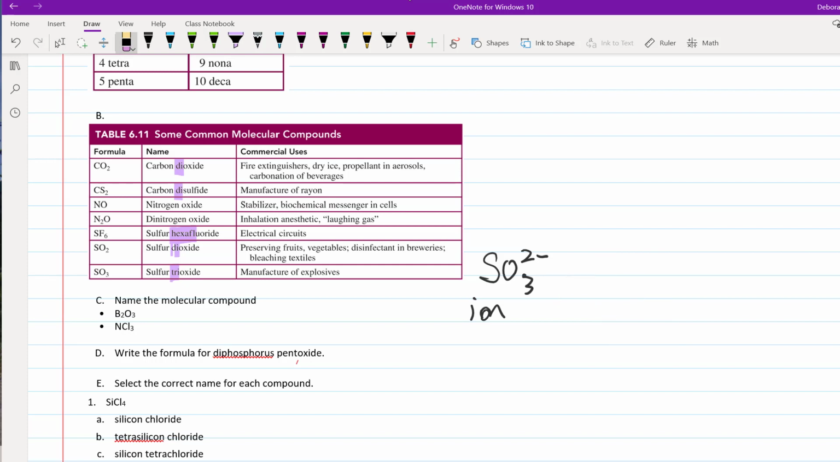All right, so let's take a look at naming this particular example that's here, this B2O3. B2 is going to be represented as diboron, B-O-R-O-N, and then trioxide. Okay. The next one is nitrogen trichloride.